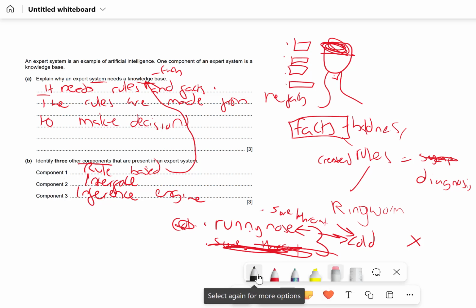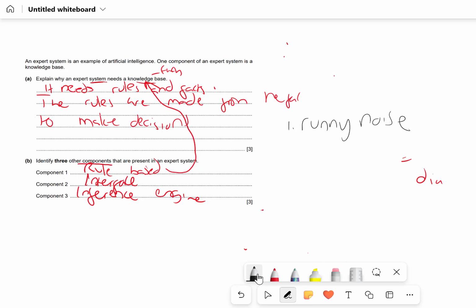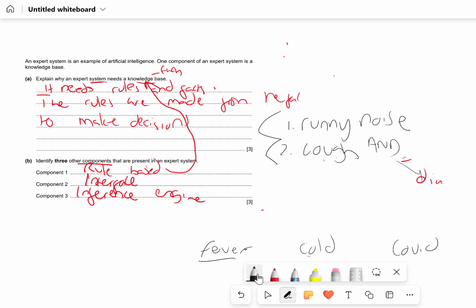So let's go through this and let me tidy this up a little bit. So I type in, I've got a runny nose. That's one fact. That says noise, it meant to say nose. I also type in, I've got a cough. Now you can appreciate it could be that I've got a fever, I can have a cold, I can have COVID. So what the inference engine will do is look at all these possible outcomes based on these two things. So if I've got a runny nose and a cough, it could be a fever, a cold, or COVID.